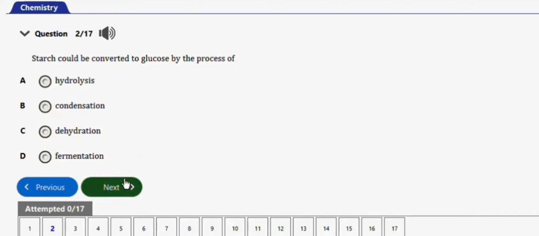The next question says which of the following substances is a non-reducing sugar? We have glucose, maltose, sucrose, fructose. The one that is a non-reducing sugar is sucrose, option C. That's it for this question. The next question says which of the following is a disaccharide? We have starch, sucrose, fructose, cellulose. The one that is a disaccharide is sucrose, option B. That is for this question.